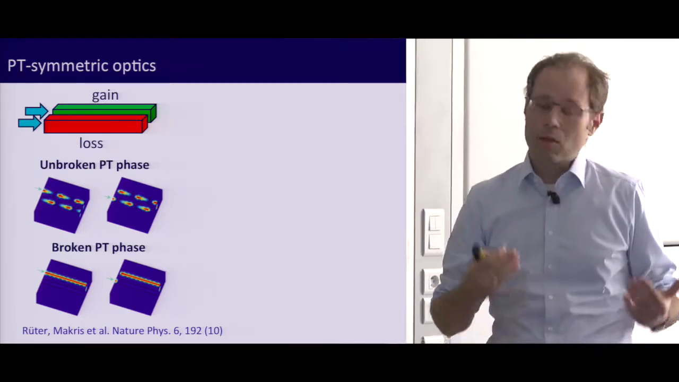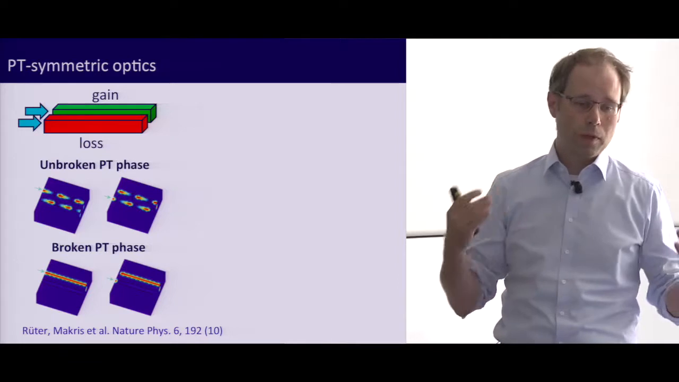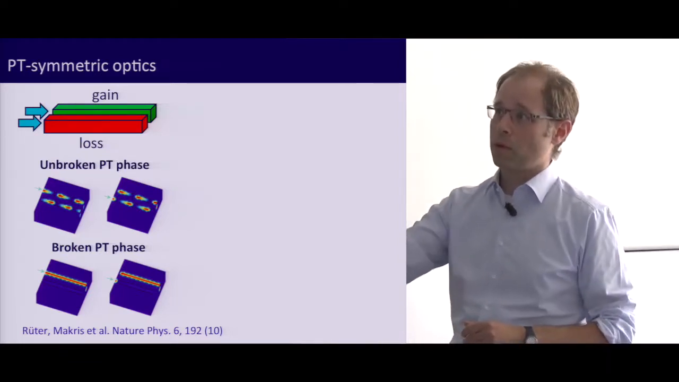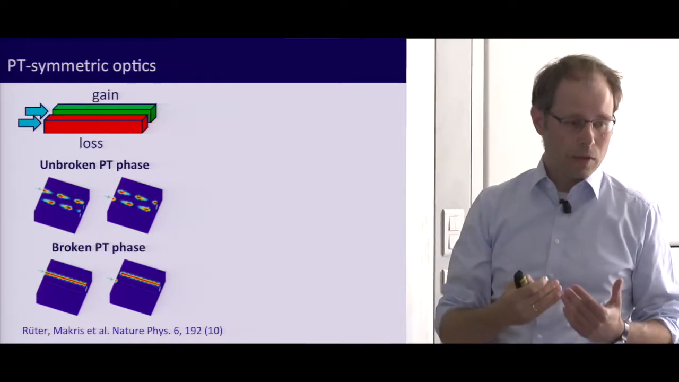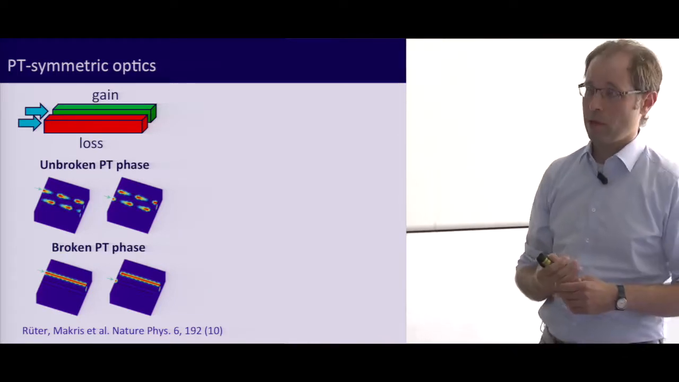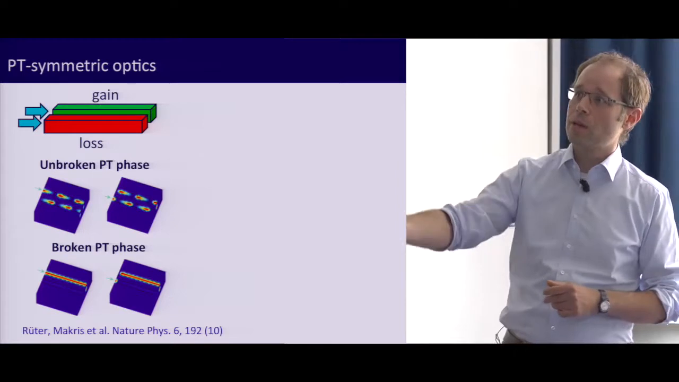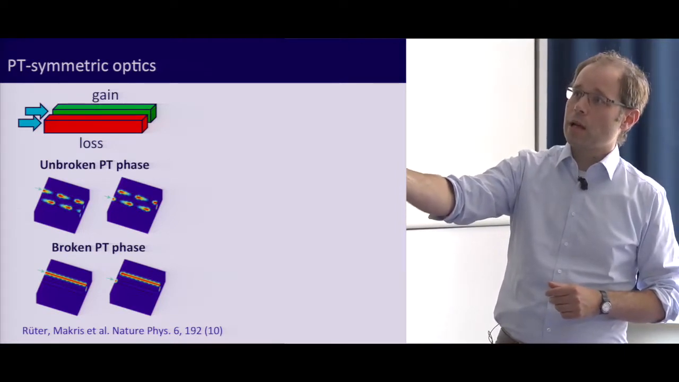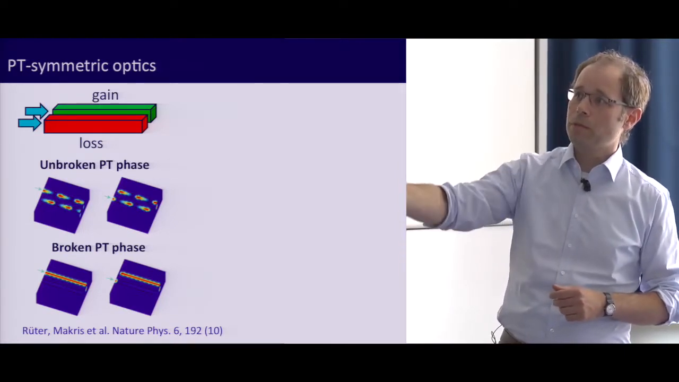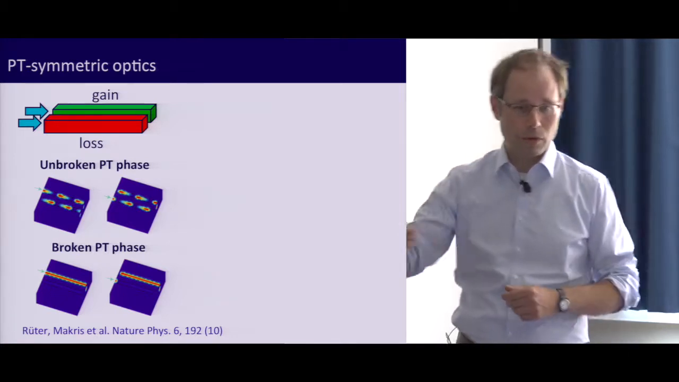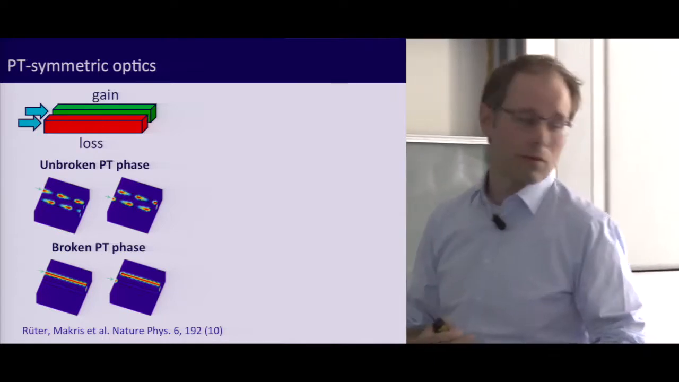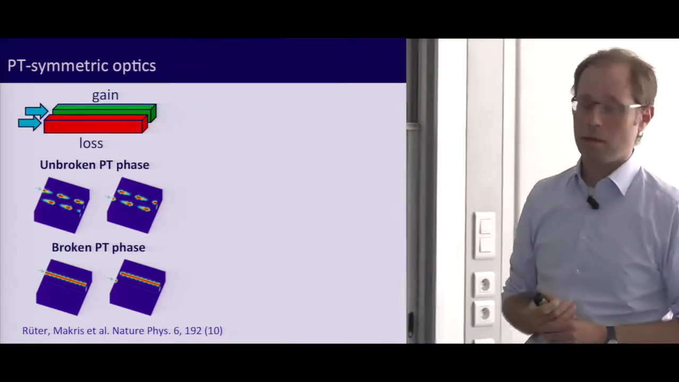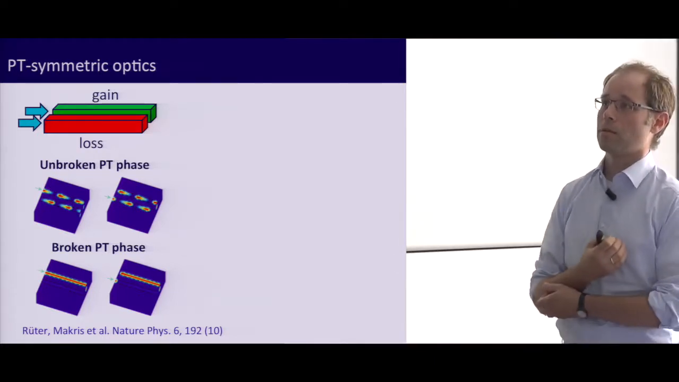And if the gain and loss is weak, then you would be in this unbroken PT phase, as people call it. This is the phase where the eigenvalues are real, although you have gain and loss. And in this phase, independent of whether you inject the light in one waveguide or in the other, you will get oscillations back and forth between the two waveguides. This would be something like an equivalent of Rabi oscillations in such a parity time symmetric system.